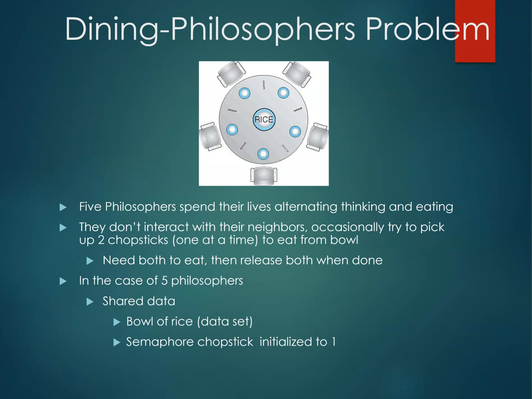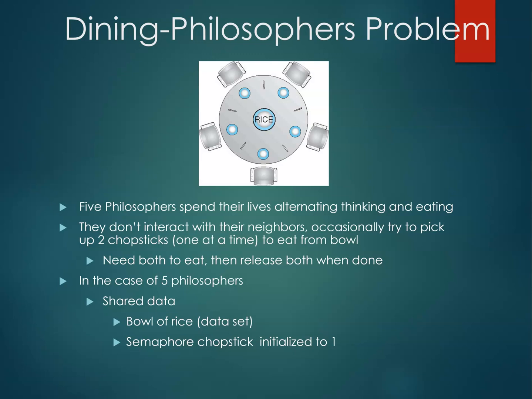Five philosophers spend their lives doing two things: meditating and eating. That's all they do. They don't interact with their neighbors except when they occasionally try to pick up two chopsticks, one at a time, to eat from the bowl. They need both to eat, and then they need to release them when they're done. But you can grab one chopstick, and if you can't get the other, you can't eat.